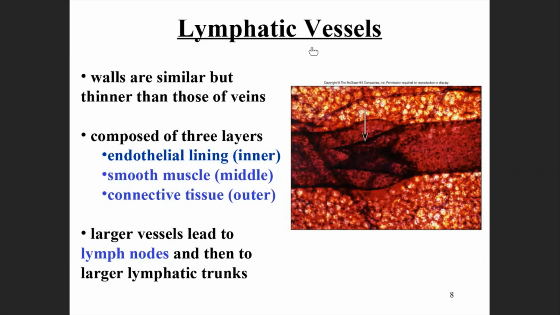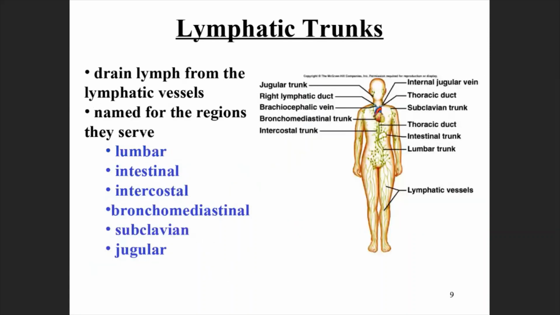All right, so lymph in the lymphatic vessels will flow into the different trunks. And here are the different trunks. I'm not going to ask you to know the different trunks, other than to know that lymphatic vessels all drain into the different trunks. The lumbar trunk down here, the intestinal trunk, the abdominal trunk up here, intercostal between the ribs, bronchomediastinal trunk, subclavian trunk, and jugular trunk, right?